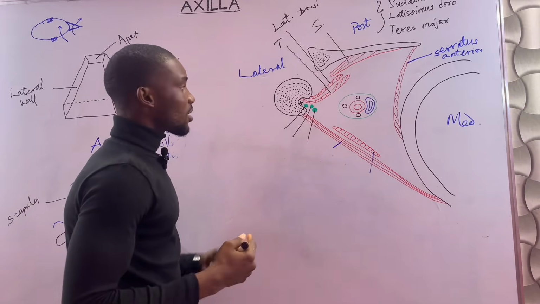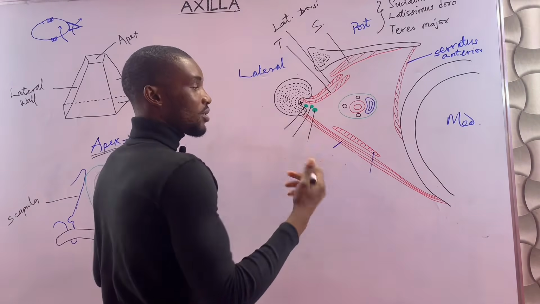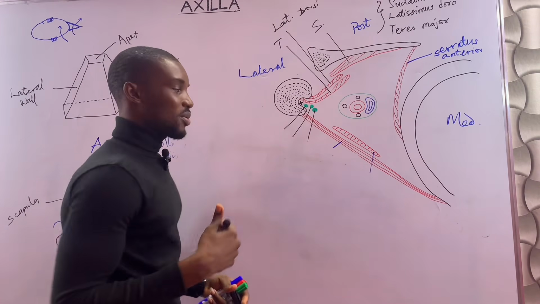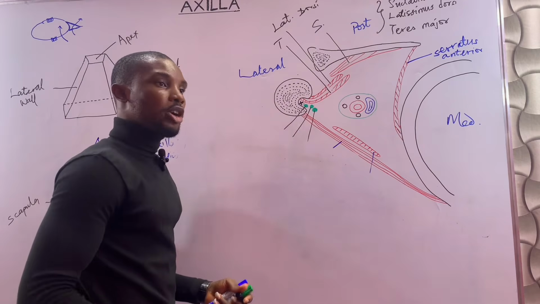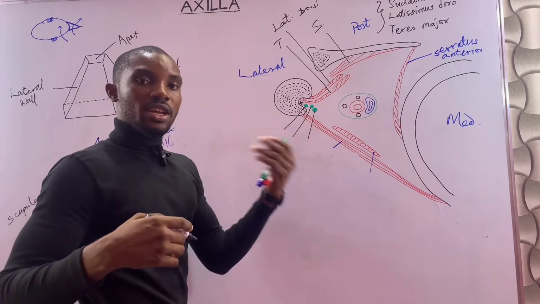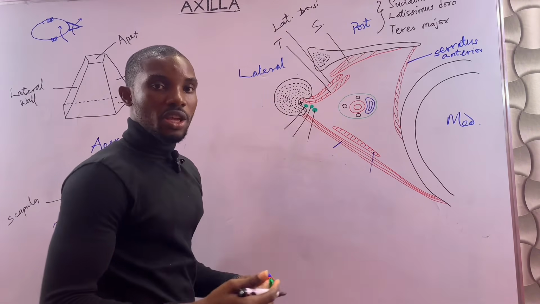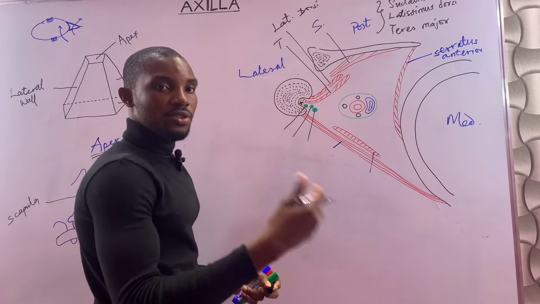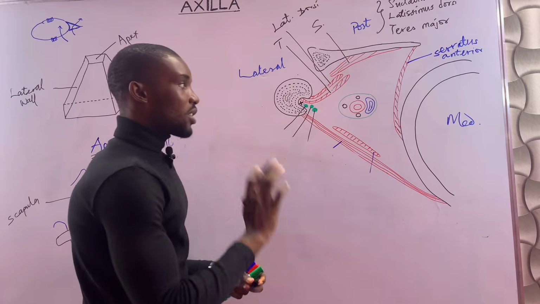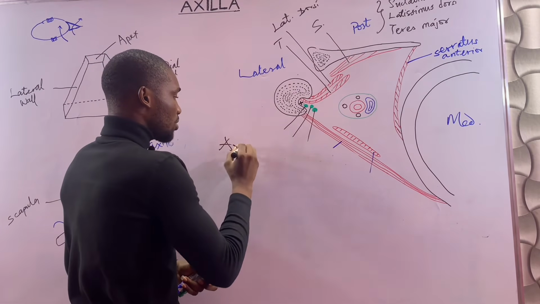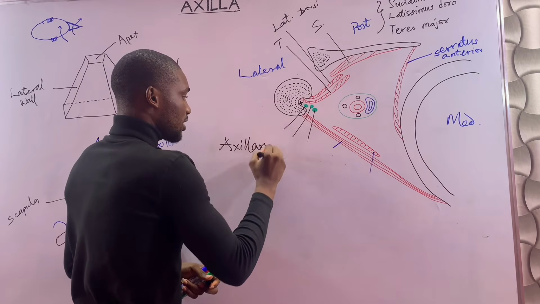So let's look at a clinical correlate related to the axilla. The one we'll be talking about now is the axillary dissection. When we are talking about the axillary lymph nodes, axillary vein and arteries, we'll release videos on those and discuss clinical correlates related to those ones. But for now, let's look at just the axilla. And the one we'll look at today is the axillary dissection.